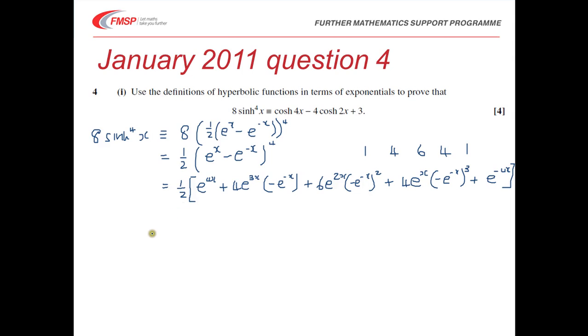So if we simplify that now, then it is just a matter of seeing that what you've got is an e to the 4x here and an e to the minus 4x. So we'll bring those two together.